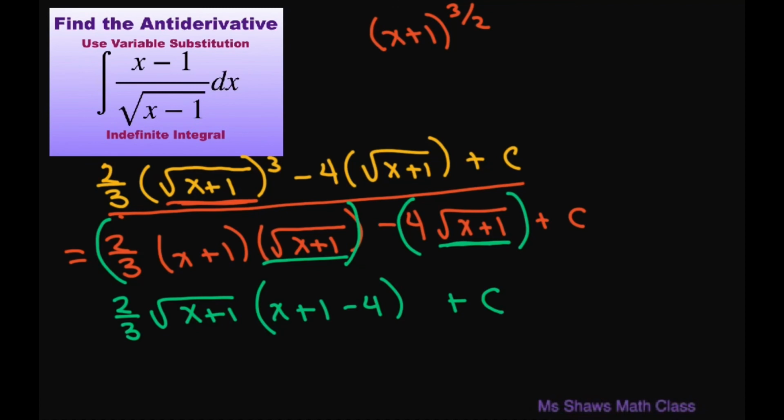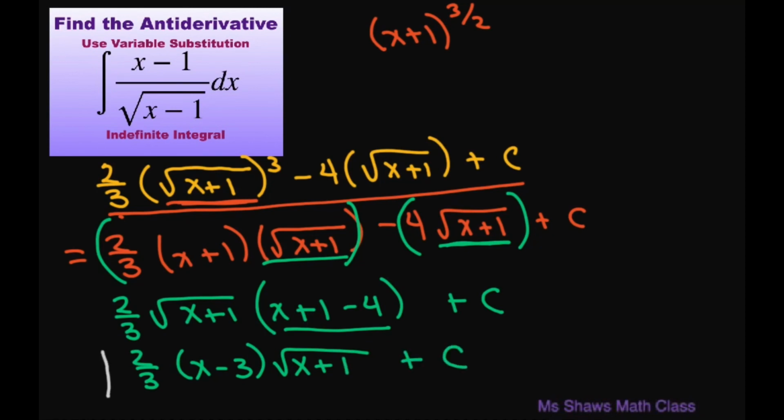This is going to give me 2/3 times, this piece here is going to be x minus 3, and then we're going to have the square root of x plus 1 plus c. So sometimes they'll simplify to this answer here.